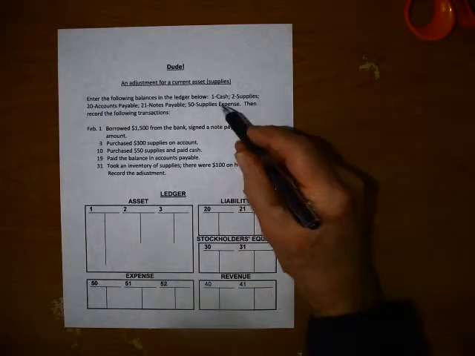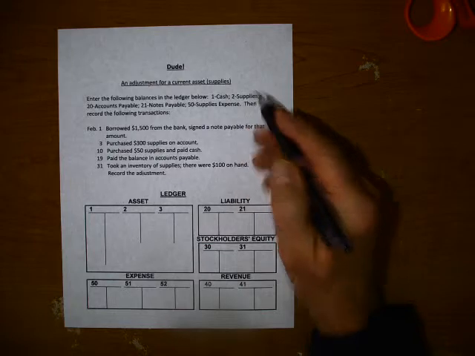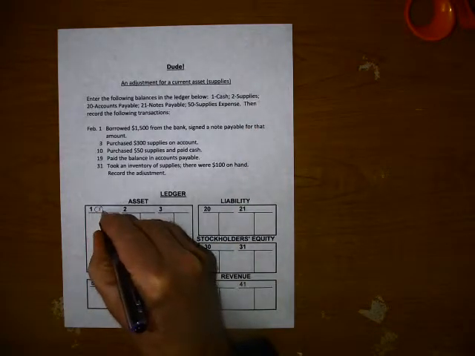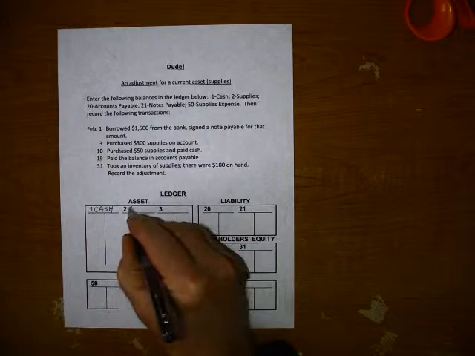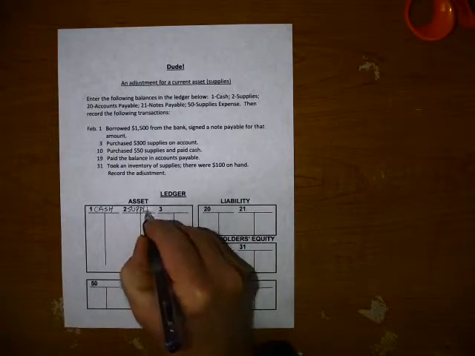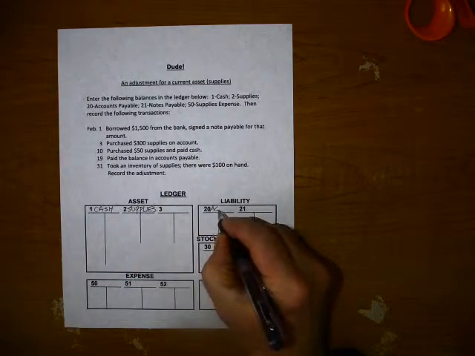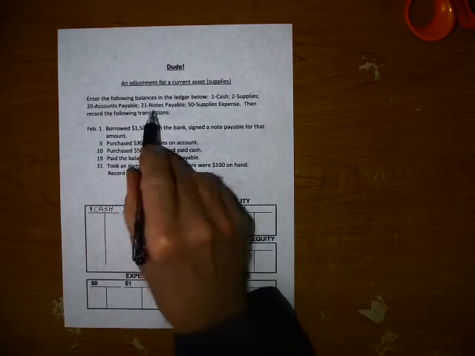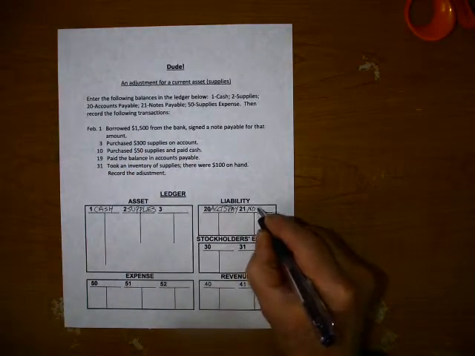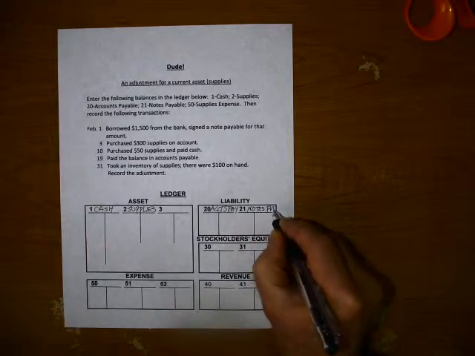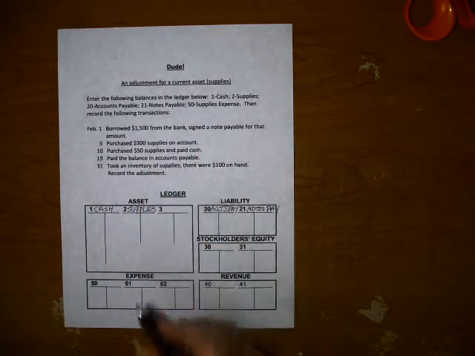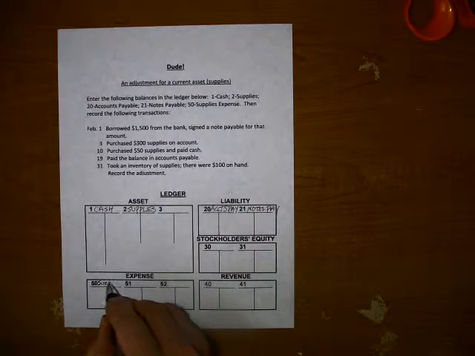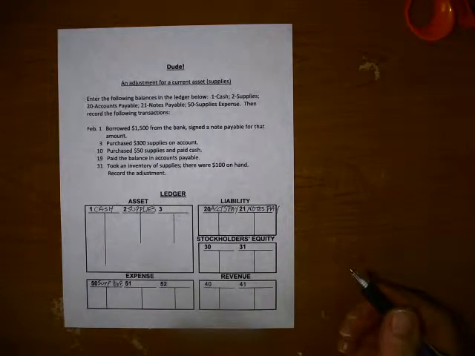Alright, so let's follow the instructions. It says enter the following balances in the ledger. Here's cash, supplies, number 20 accounts payable. I'm going to abbreviate. Number 21 is notes payable. And 50 is supplies expense. So now we're going to start recording the transactions.